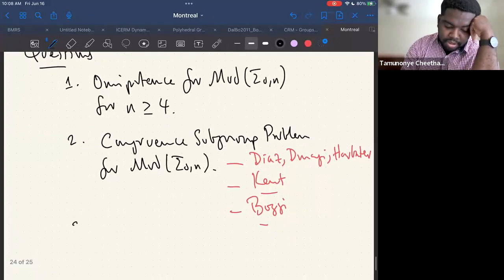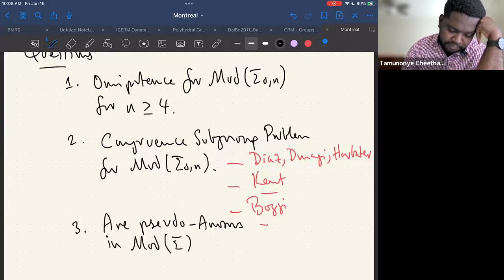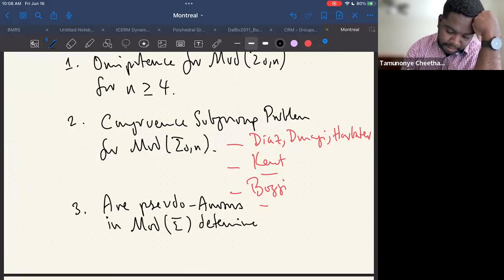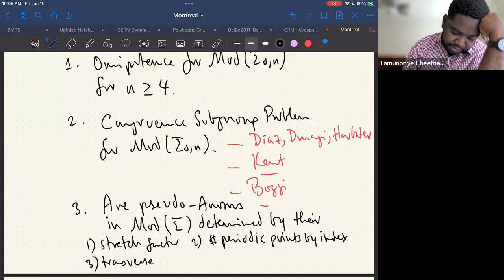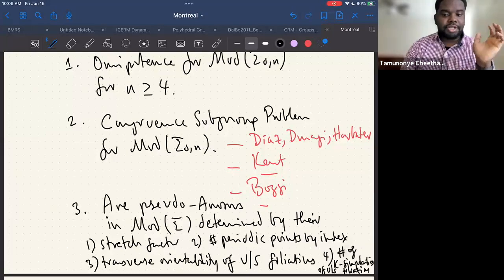And then the third thing is this question regarding the Liu data of pseudo-Anosovs, right? Pseudo-Anosovs in, so I'm thinking of a mapping class group of a surface of appropriate complexity, determined by their number one, stretch factor, number two, number of periodic points by index, number three, transverse orientability of stable and unstable foliations, and number four, number of 3 or more pronged singularities of stable and unstable foliations. I think that the answer to this question should be yes.